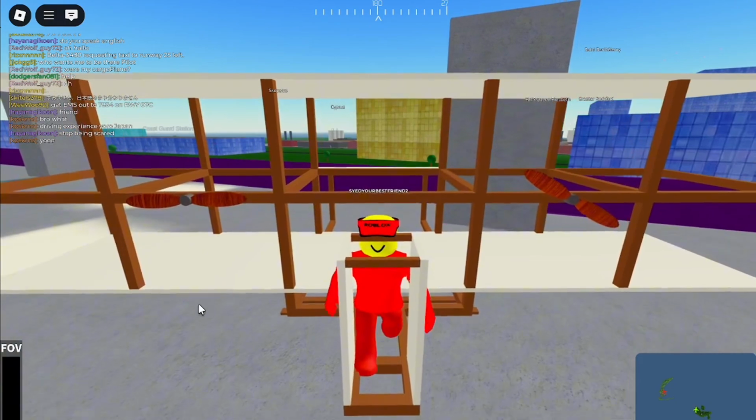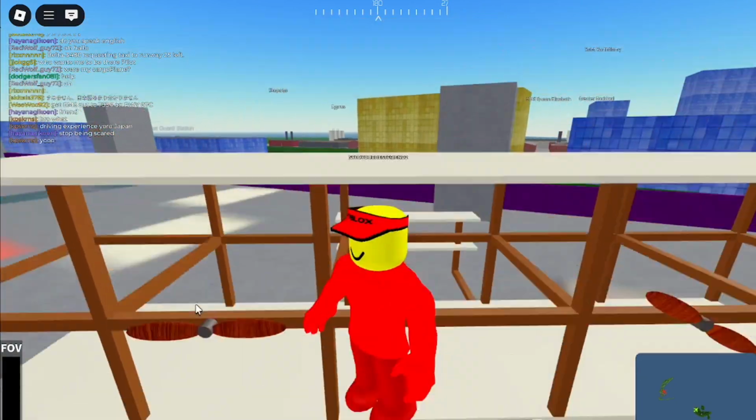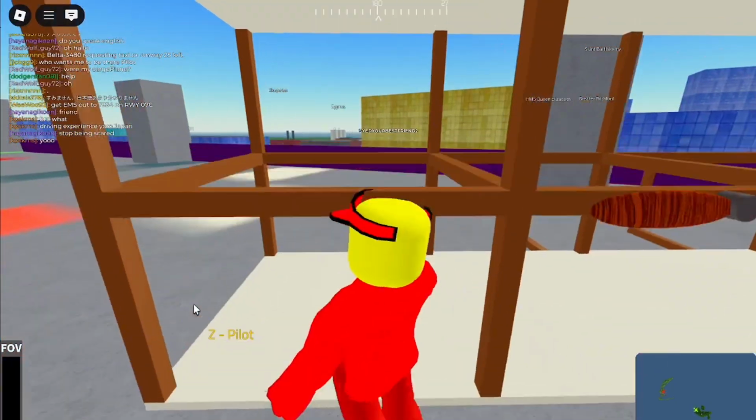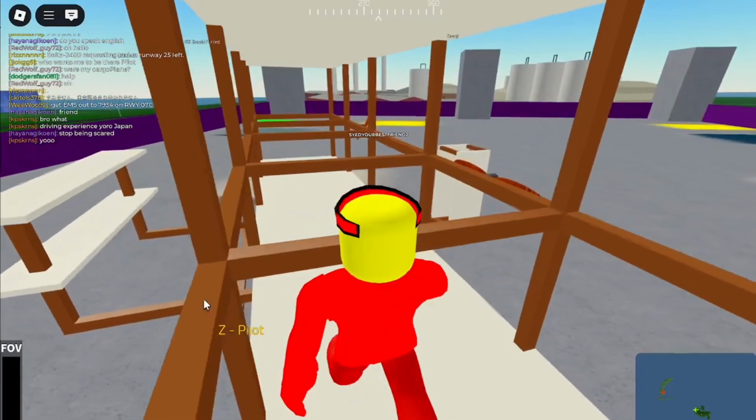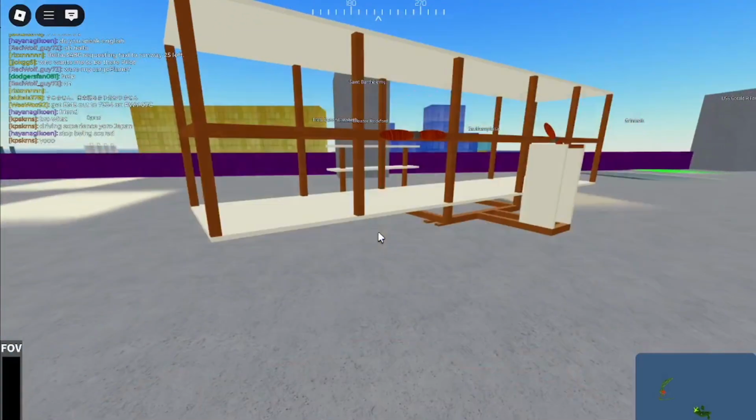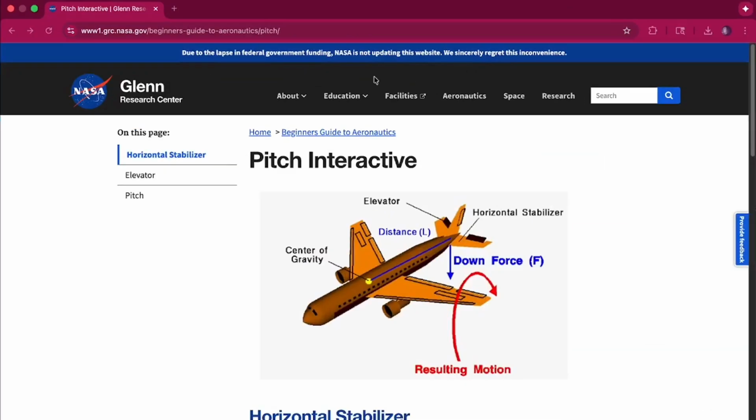It's not a bad plane. It's kind of bad, but it's really good too. I mean, the design was okay, but it looks pretty good though. This is the first model, it's really good.